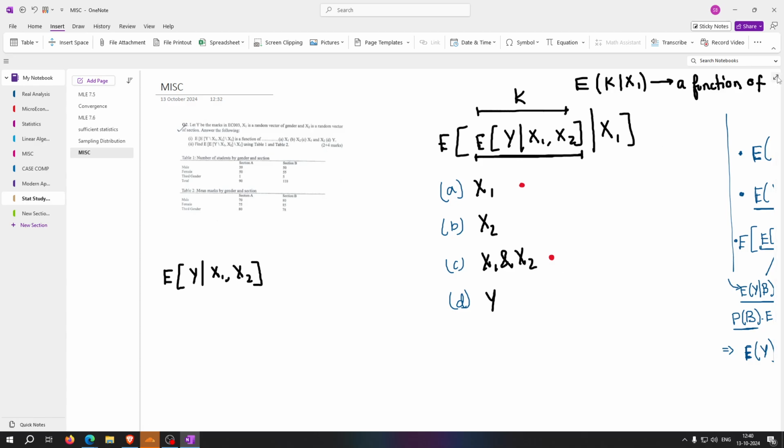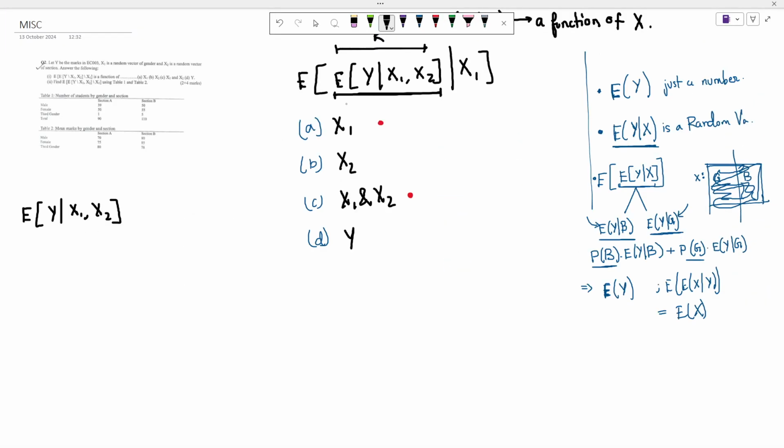Right. So let me just, because see, this is the thing that we are taking the expectation of. First I am trying to find out exactly what we are taking the expectation of. So this is just the expectation of marks given x1, which is gender, and section.